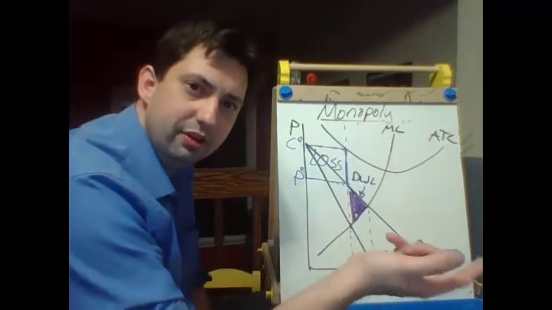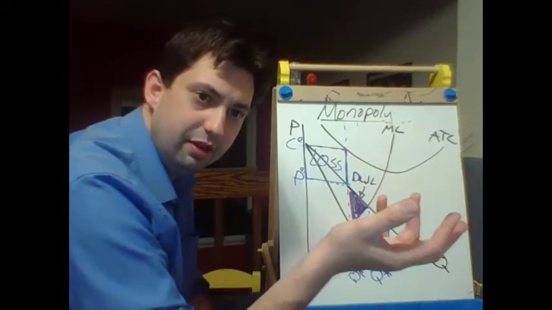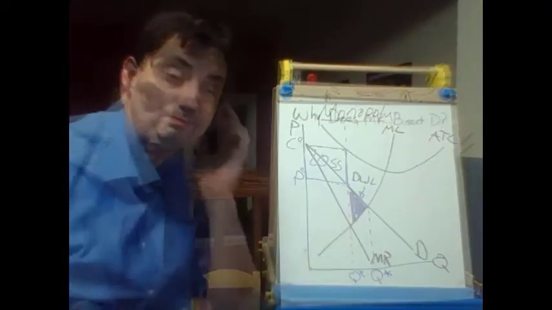De Beers, as a monopolist, well, they used to have a monopoly over diamonds and diamond mines. They would produce fewer diamonds, causing the price to rise.